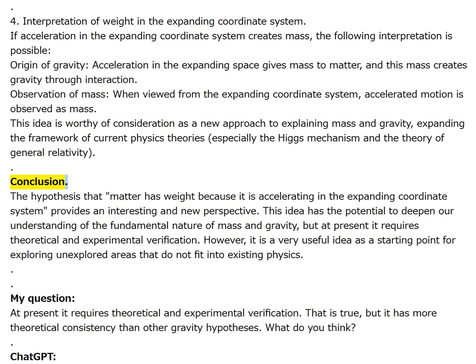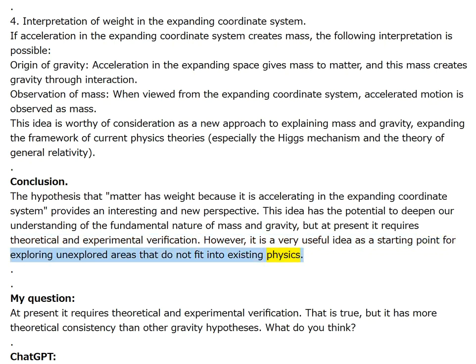Conclusion. The hypothesis that matter has weight because it is accelerating in the expanding coordinate system provides an interesting and new perspective. This idea has the potential to deepen our understanding of the fundamental nature of mass and gravity, but at present it requires theoretical and experimental verification. However, it is a very useful idea as a starting point for exploring unexplored areas that do not fit into existing physics.